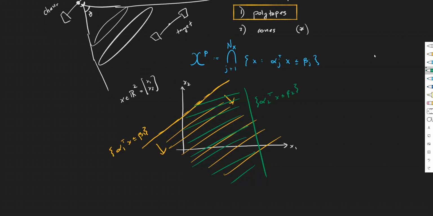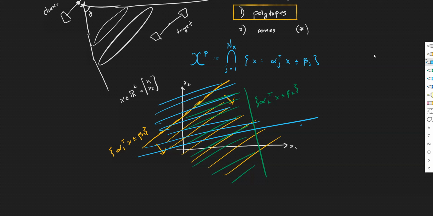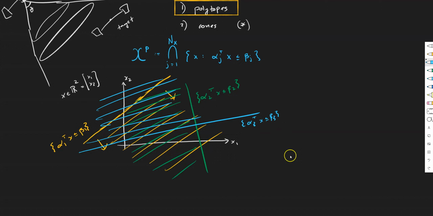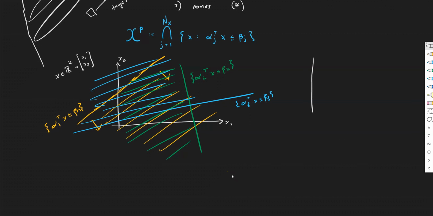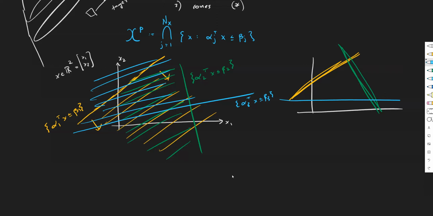And you can have several of these. You can have who knows how many. This could be another one, and then you can have everything above this line. This is, let's say, the set alpha 3 transpose x is less than beta 3. And so when you take the intersection of all this, I know it's kind of sloppy over here. But let me redraw it. If you take the intersection of everything, what ends up happening is you have this line here, for example, and this line here, and then maybe you have this line here. And you see what happens in the end is that you get this region.